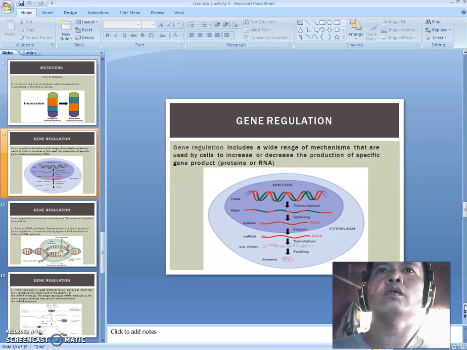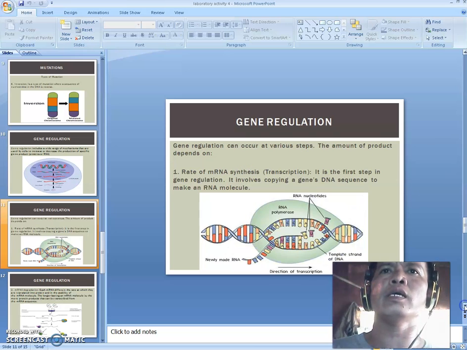Now we are going to gene regulation. Gene regulation includes a wide range of mechanisms that are used by cells to increase or decrease the production of a specific gene product, that is, proteins or RNA. Gene regulation can occur at various steps. The amount of product depends on, number one, the rate of mRNA synthesis. That involves transcription, which is the first step in gene regulation. It involves copying a gene's DNA sequence to make an RNA molecule.